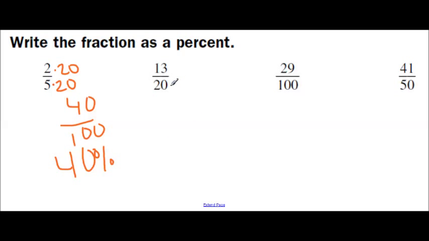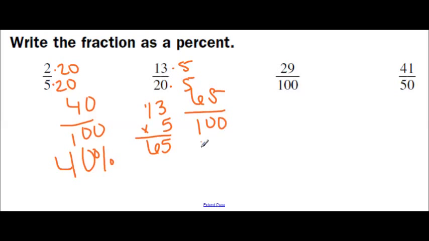I can do the same idea with 13 over 20, multiply them both by 5, because that will give me a 100 in the denominator. And then I have to do a little bit of math. 13 times 5 gives me, drop a 5, carry a 1, 65. 65 over 100 gives me a final percent of 65%, 65 per 100.